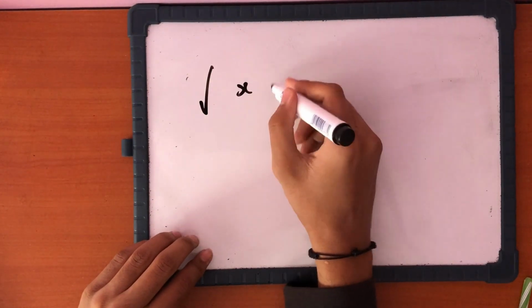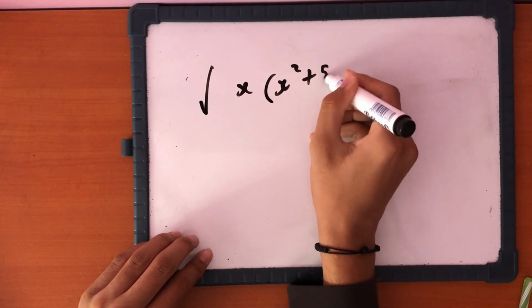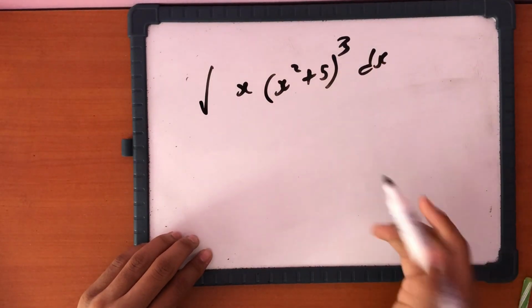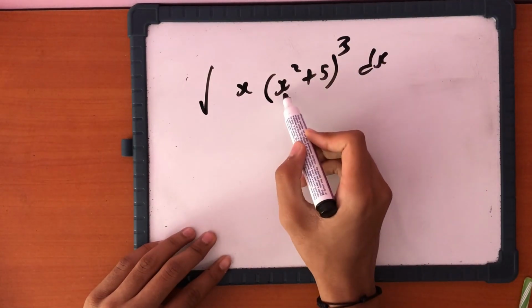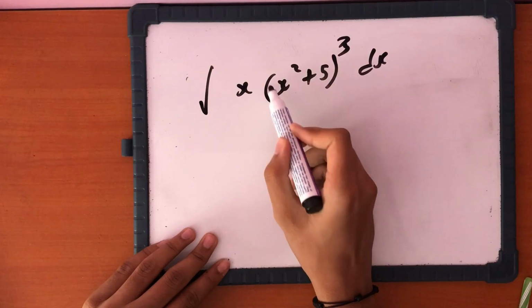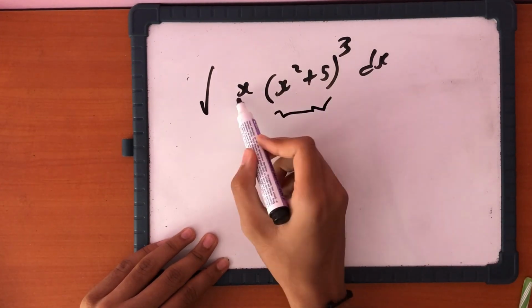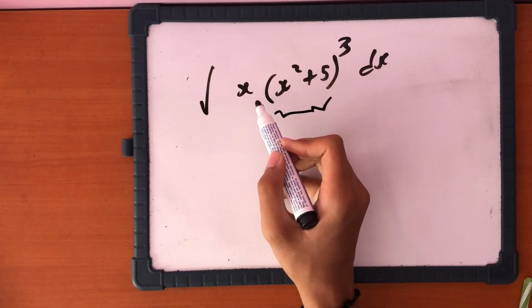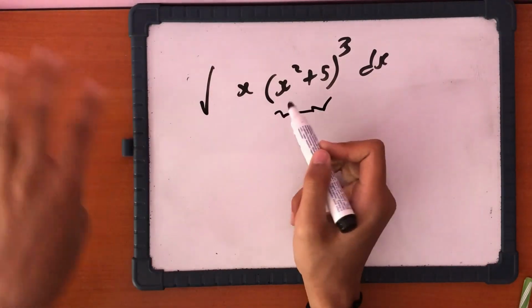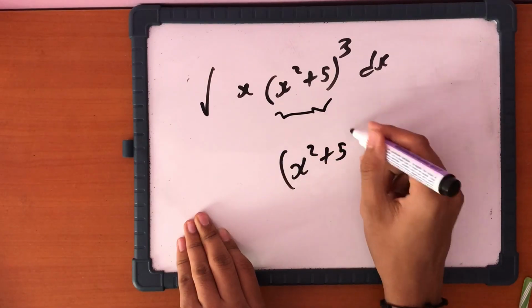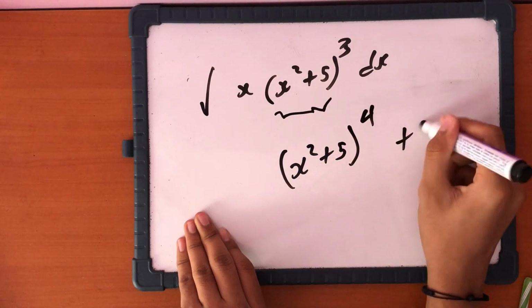Integral of x squared plus 5 all cubed dx. So here, look at it. The derivative of this inside function is 2x. So x here, and that 2 is a constant. Forget about it. We adjust it later. So this matches that general form we wanted. So the answer should just be adding 1 to the power, 4, plus c.